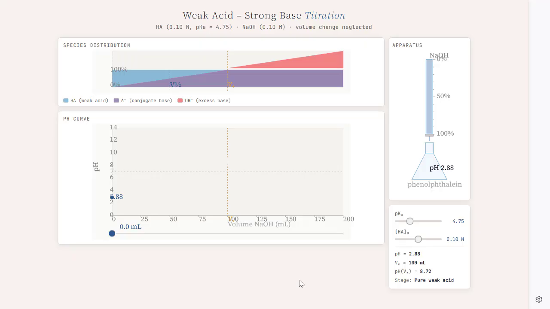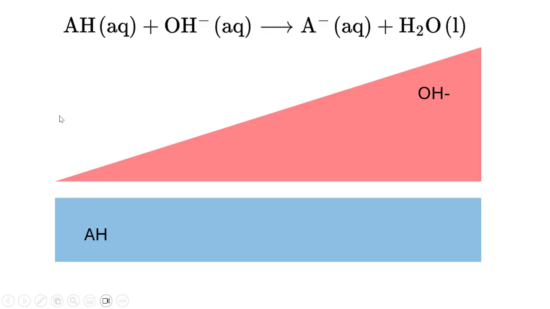Okay, so let's take a look at the species distribution. What do we mean by that? So this slide just shows what we have before any reaction happens. The analyte is a weak acid, AH, and the titrant is a strong base, which I just show as hydroxide, could be the sodium hydroxide. If I'm neglecting the reaction between the two, then I have a constant concentration of AH, neglecting volume changes again, and I'm increasing the concentration of OH minus.